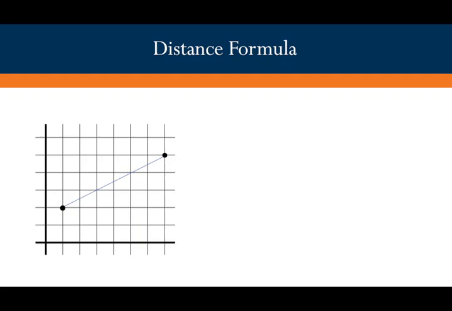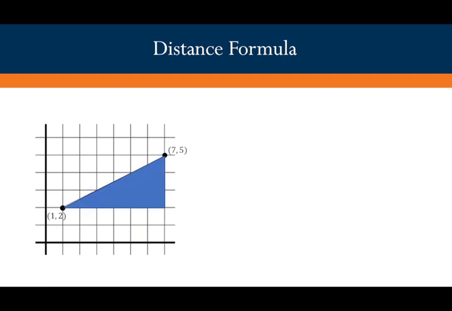Basic idea is we're going to put 2 points on a graph, and we want to know the distance. The distance between 2 points is a straight line. So here's 2 points on the graph, 1, 2, and 7, 5. And the question is, how long is this blue line segment?